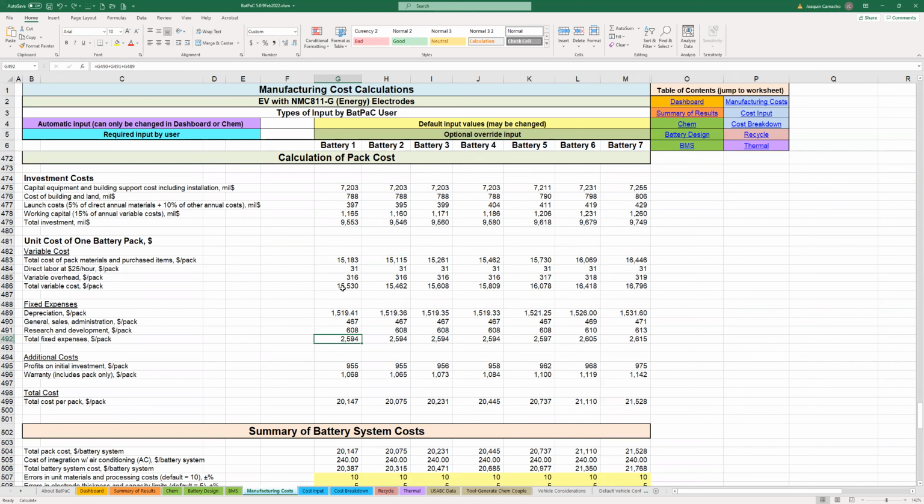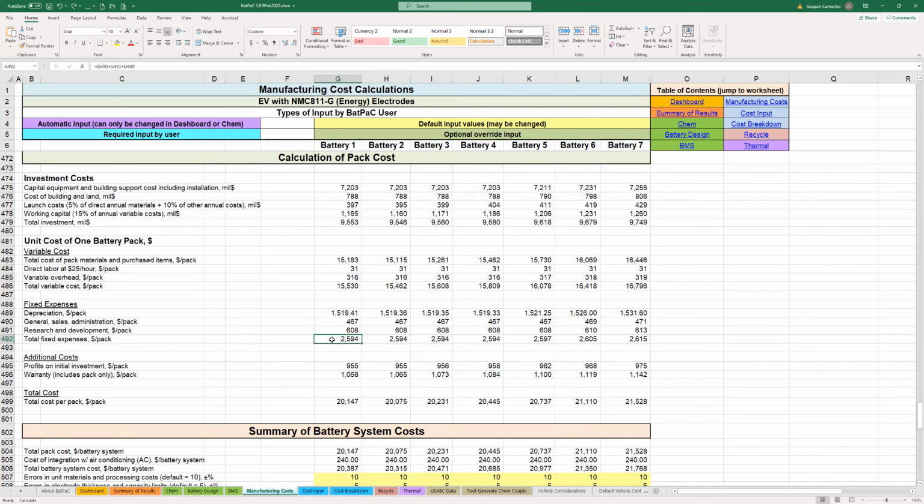The variable cost is this, 15,530 per pack. Variable cost is per pack. That's the definition of variable cost. It's per part. Fixed cost is for the whole production, for one fixed lump amount. So to find that from here, you multiply by the amount you made in 1 year. So that's the fixed and variable cost.